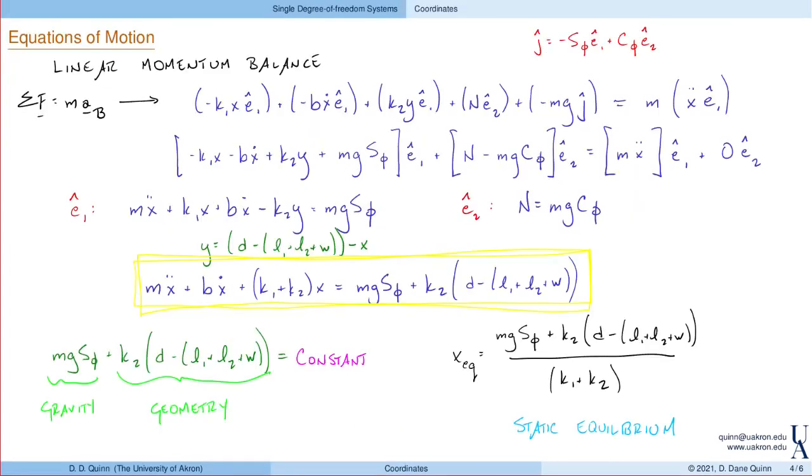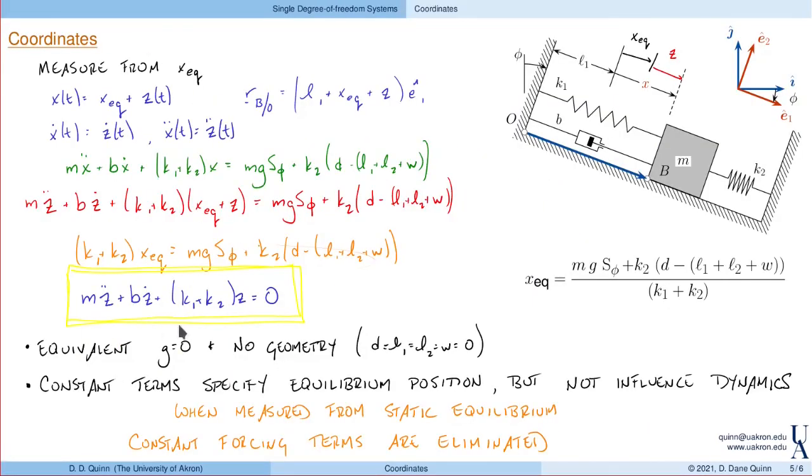But what we find is that if we can measure from static equilibrium, all of those effects go away, right? So the acceleration due to gravity, g, right, doesn't influence the dynamic response. The geometry of the system, right, all of these parameters, they do not influence the dynamic response. The dynamic response of the system really only depends on the mass, the damping, and the stiffness.